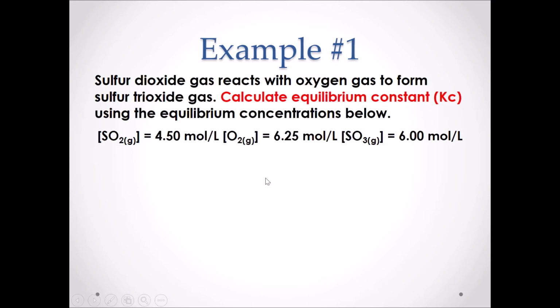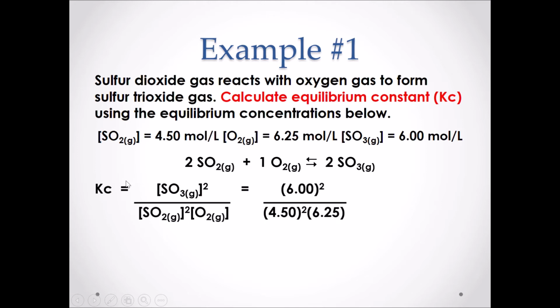First, we will need a balanced chemical equation where we can see 2 SO2 gas is reacting with 1 mole of O2 gas at equilibrium to form 2 moles of SO3 gas. We can then write our Kc expression, which is the products over the reactants. And don't forget, our exponents are the coefficients in the chemical equation.